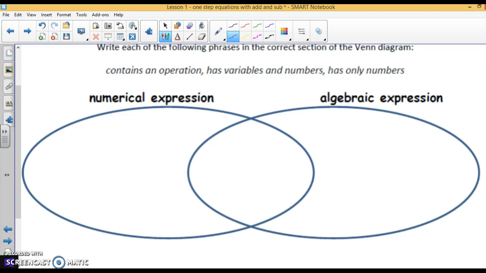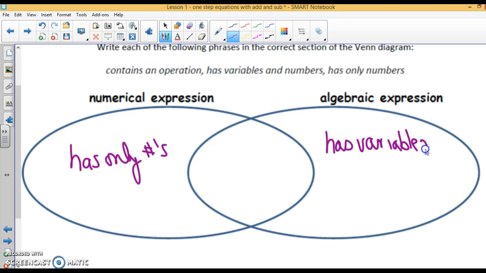This Venn diagram we're going to fill in. Write each of the following phrases in the correct section of the Venn diagram: contains an operation, has variables and numbers, has only numbers. So a numerical expression has only numbers. An algebraic expression has variables and numbers. And they both can have operations, so that's going to go in here. Contains operations.